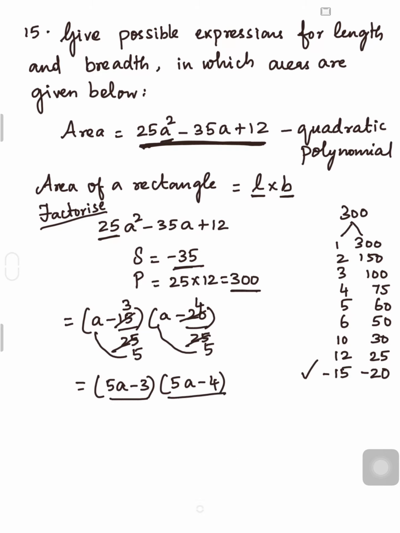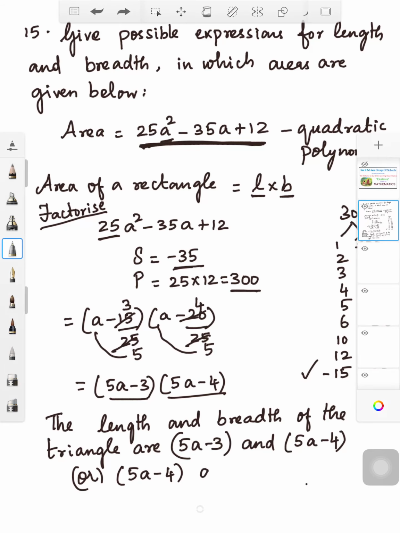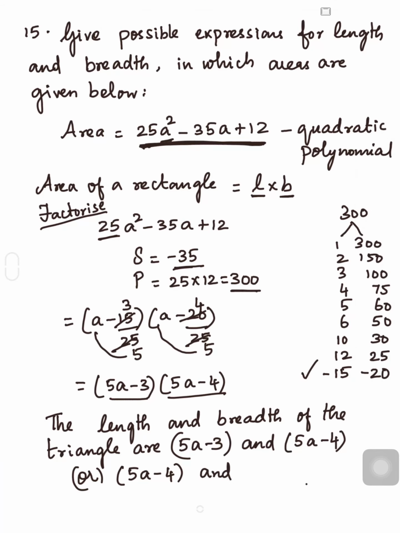The product of two factors, one will be the length and another will be the breadth. So the length and breadth of the rectangle are 5a minus 3 and 5a minus 4, or you can even write it as 5a minus 4 and 5a minus 3, because we don't know which is the length and which is the breadth. Is it clear, children?